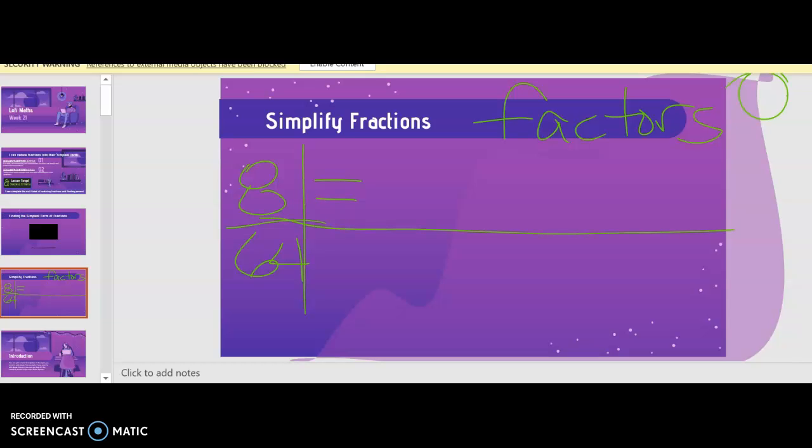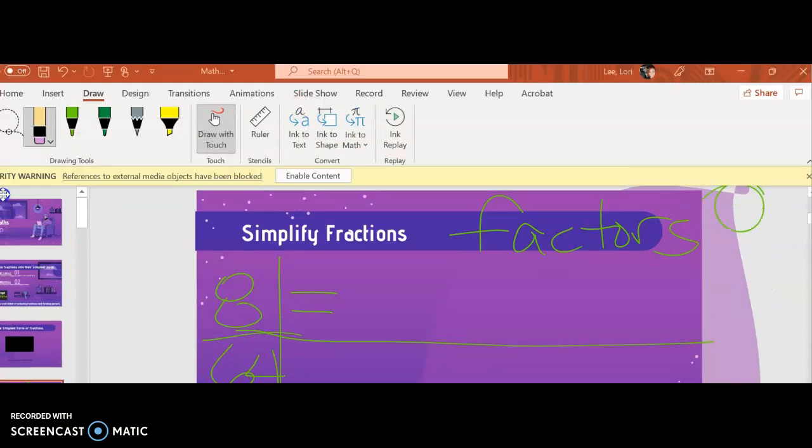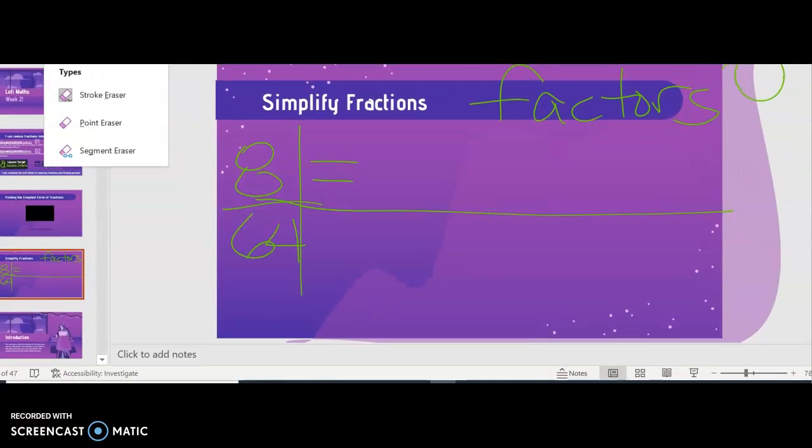Do this. Well, pooty pants. Let's see here. Erase this.